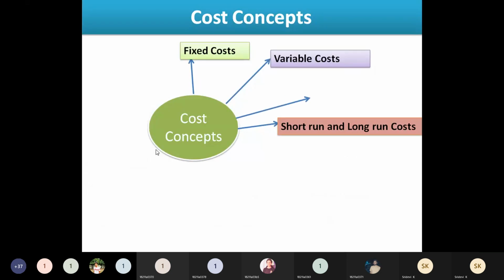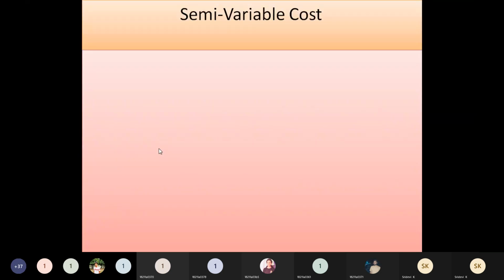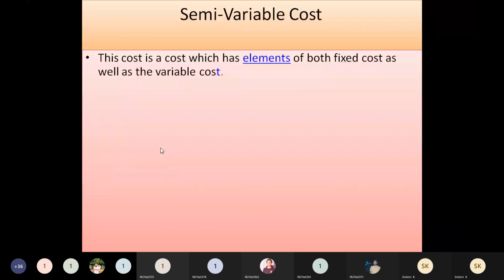And next comes semi-variable cost. Semi-variable means half part will be fixed and half part will be variable. So you can call it semi-fixed or semi-variable, because some part is fixed and some part is variable. Both the fixed and variable cost will be there in this. Both elements will be existing.